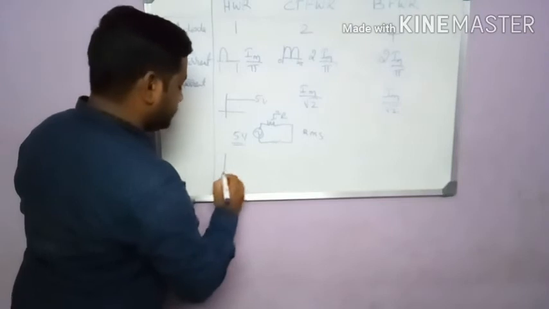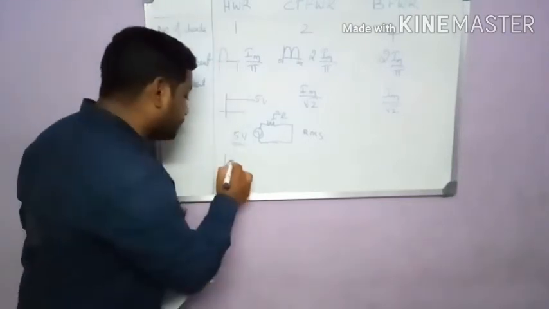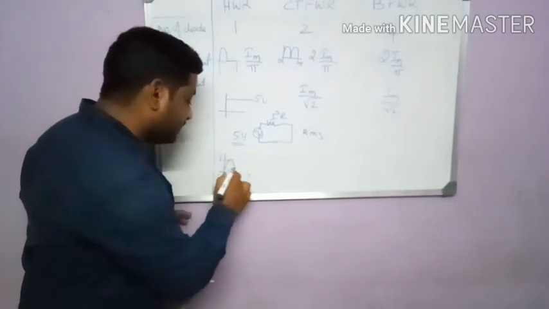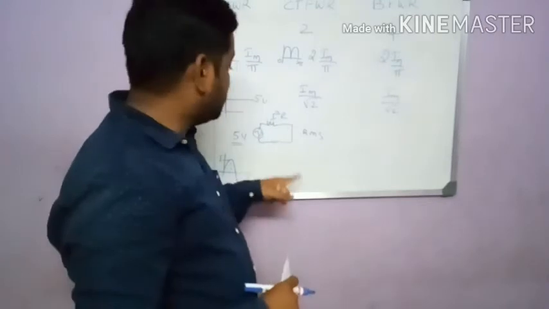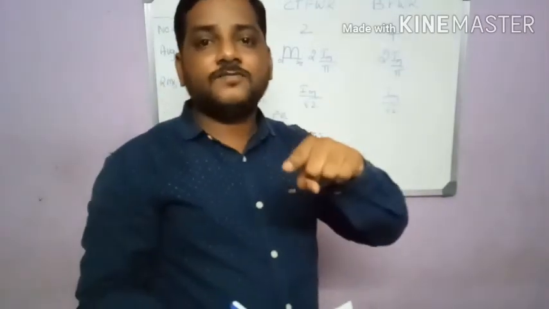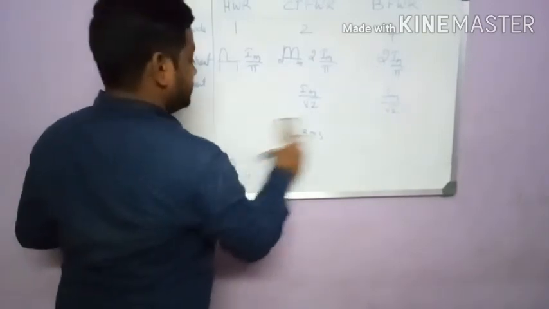Whereas when you go for an AC, it is going to be like this. It's altering. Only at one point we are getting it as 5 volt. At the remaining points it is less than 5. So the effect of this AC is less than the effect of DC. That effective result is called RMS. Okay. So that is what we have written here.